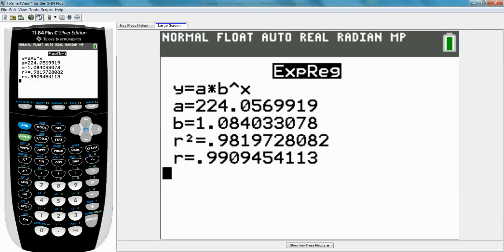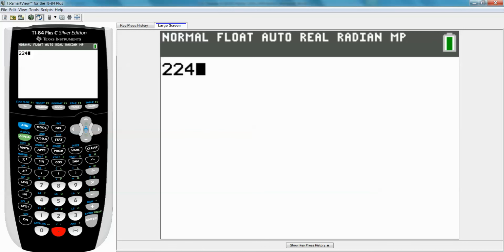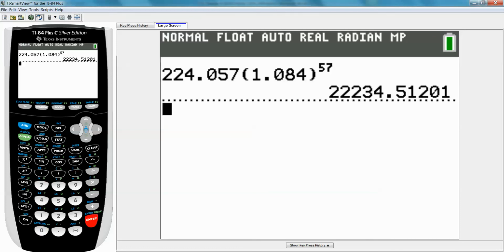Okay. So I'm going to take 224.057 times 1.084 to the 57. Enter. And you get 22234.512.